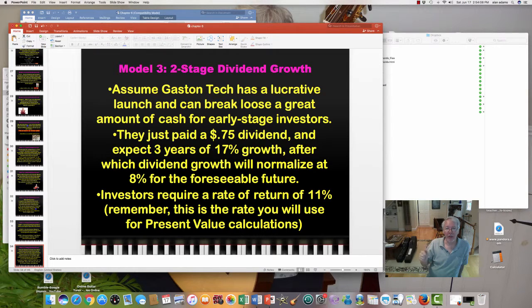They expect 3 years of 17% growth. Okay, now we know the length of the supernormal period, 3 years. We know during that supernormal period that they're going to grow at 17%. They can't sustain that. You can't pay out a 17% dividend and survive. It's got to come back to the world of sanity at some point. All right, after that, dividend growth will normalize at 8%. That's incredibly high, but this is just an illustration, okay? And finally, the required rate of return is 11% for a company of this risk profile. That's the rate you will use to discount. 1, 2, 3, 4, 5. I've given you the 5 pieces of information that you require to solve this problem.